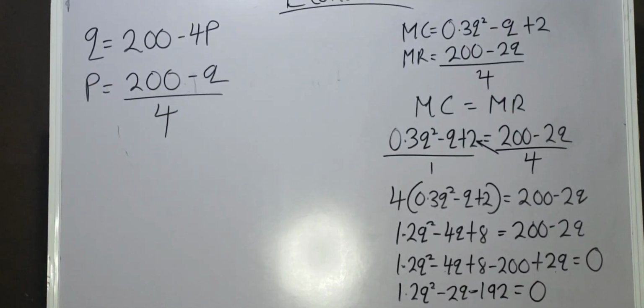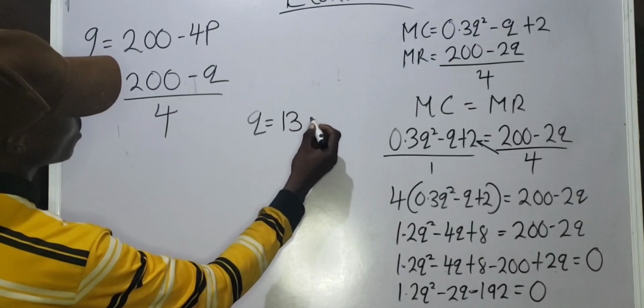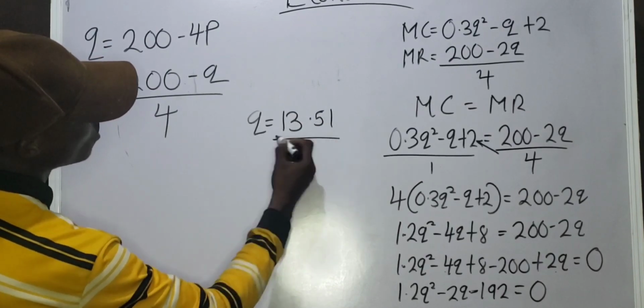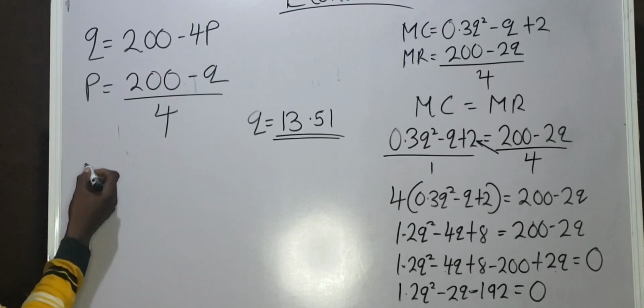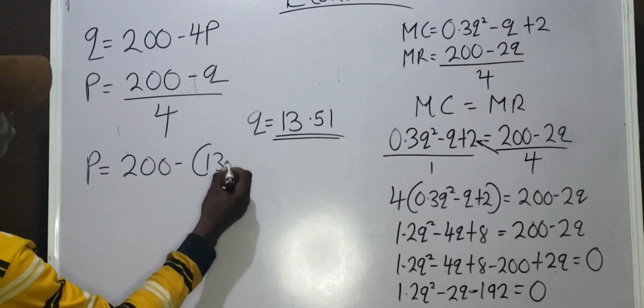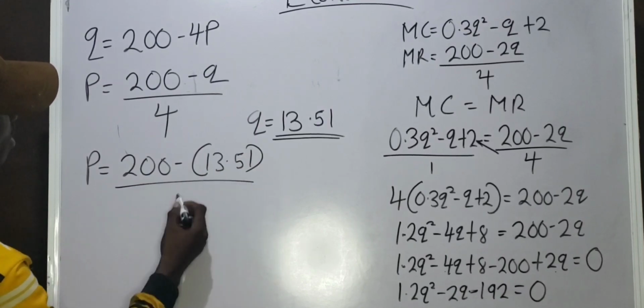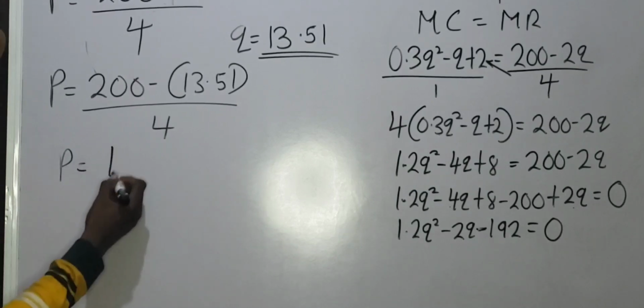Now, to determine the price that will maximize the profit, I'm going to substitute the value of Q as 13.51. Don't forget that the Q that we got there is 13.51. Don't choose the negative Q. Always choose the positive Q. So now I'm going to substitute the value of Q as 13.51. So P is 200 minus Q, which is 13.51, all over 4. I'm going to have P is equals to 200 minus 13.51. That is 186.49.